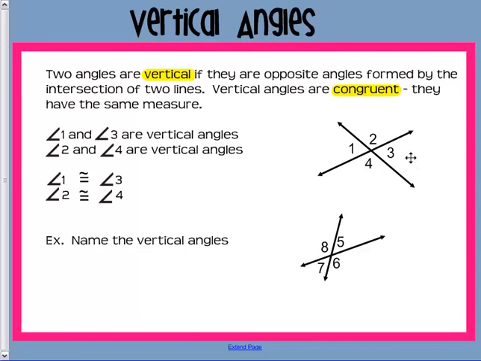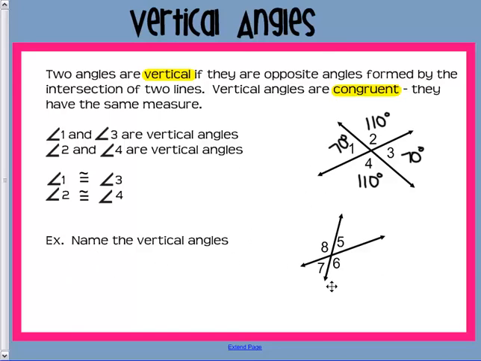1 and 3 are vertical angles, while 2 and 4 are vertical angles, which means 1 and 3 are congruent and 2 and 4 are congruent. Okay, so if this were, say, 110 degrees, 4 would be 110 degrees, which means this would be 70 degrees, so this would be 70 degrees. Okay? That's just an example. You can put those in if you'd like.